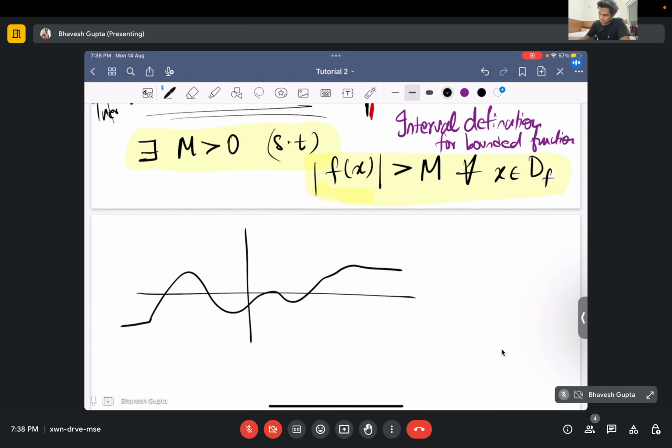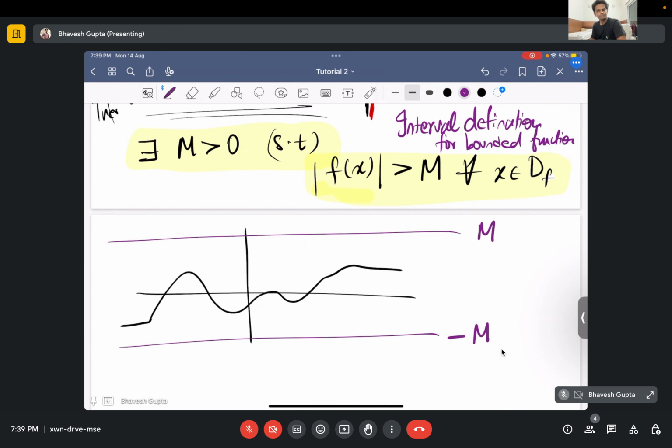right? So I can always create these two horizontal lines, which is M, and over here it is minus M, right? And inside these two horizontal lines, my whole function can be contained. So you can basically see what I'm trying to do here. Here I'm basically trying to find the distance of the value of the function from the origin. Here you can see this is origin.